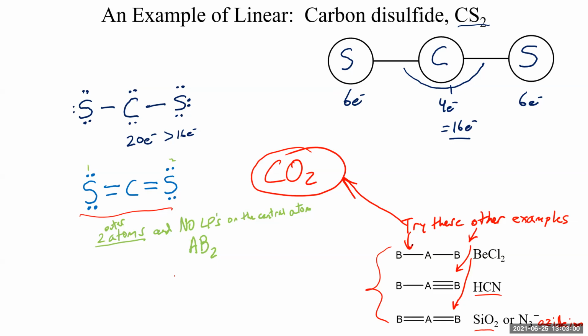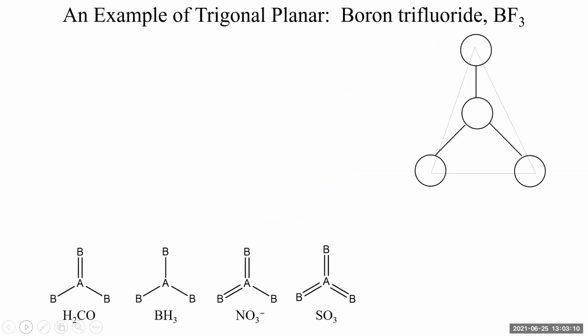So try that one again. Draw it on your own, but we've already done carbon dioxide. We did that at the end of the previous video about Lewis dot structures. Okay, let's move on now. Now here's one example and some other suggested examples at the bottom. Try these as well.